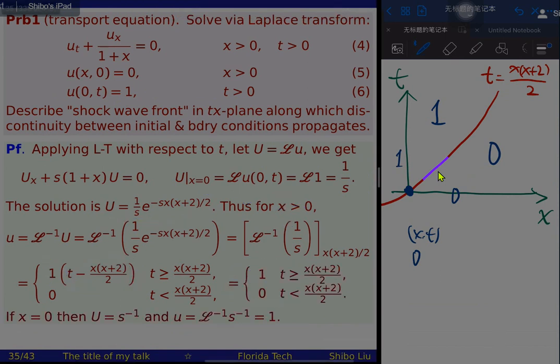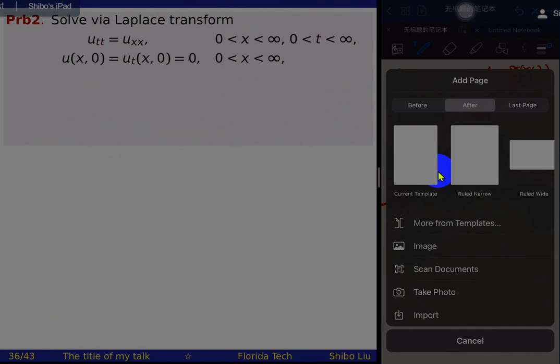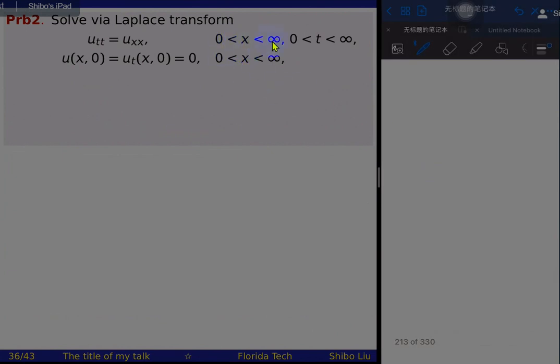Now let's go to the next problem. The next problem is the wave equation, semi-infinite, because x is from 0 to infinity, and t is time. This is the initial displacement and initial velocity, the initial condition. Also, we have a boundary condition. This is a kind of Neumann boundary condition at the origin.